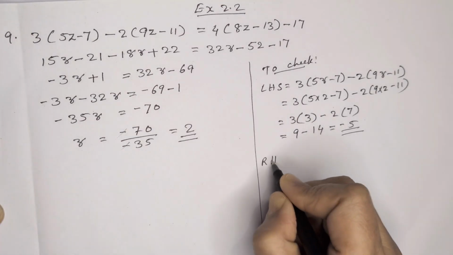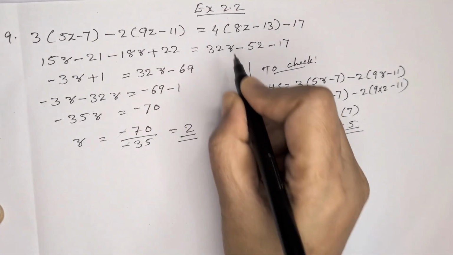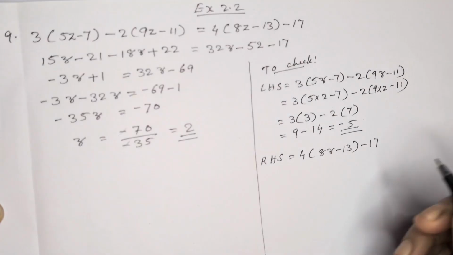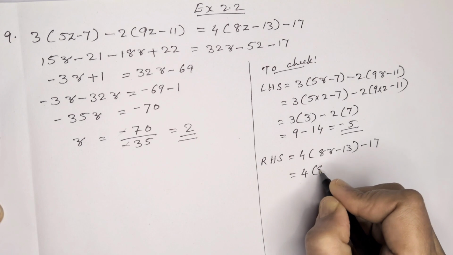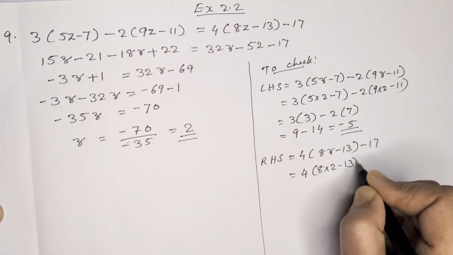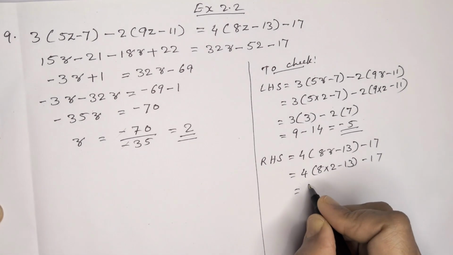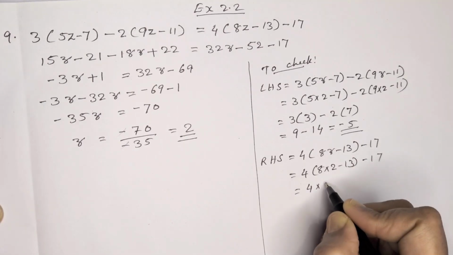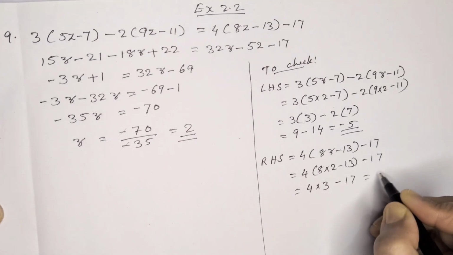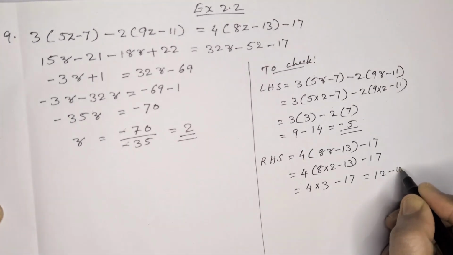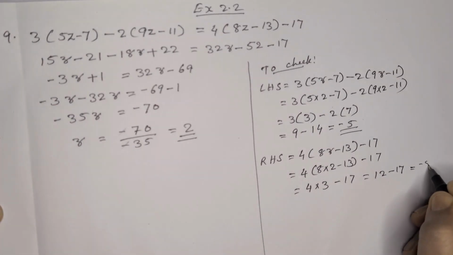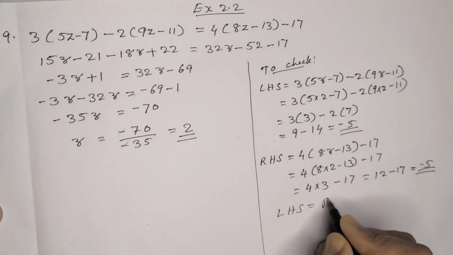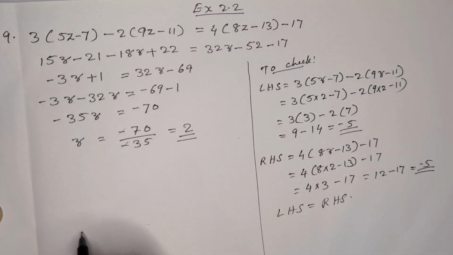Now RHS. 4 into (8z minus 13) minus 17 is 4 into (8 into 2 minus 13) minus 17. That means 4 into (16 minus 13) minus 17, which is 4 into 3, 12, minus 17, which is equal to minus 5. Now we can see both the answers are same. LHS is equal to RHS. Hence verified.